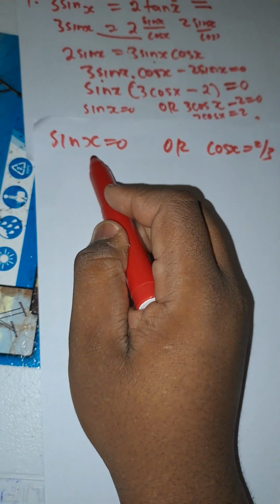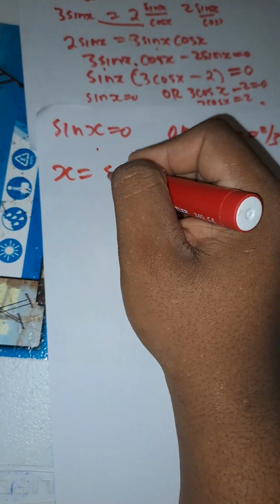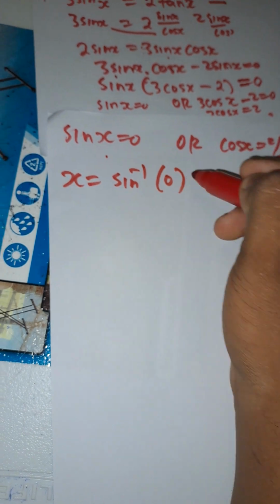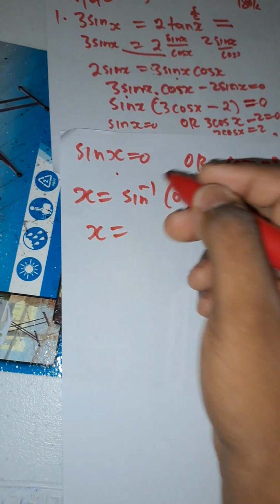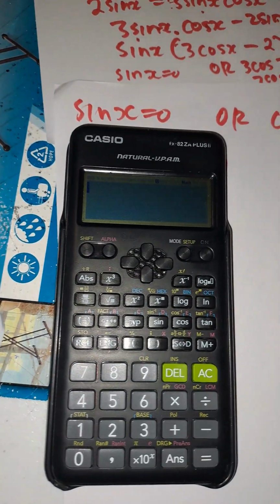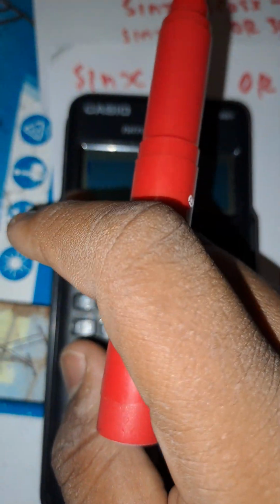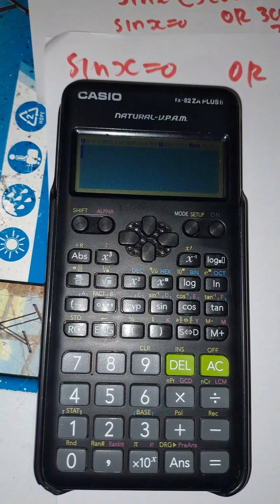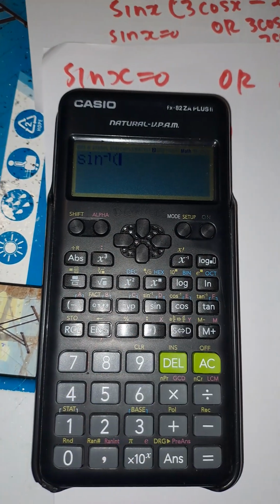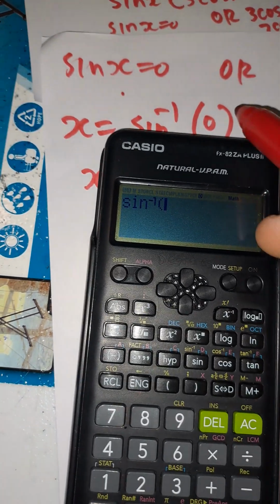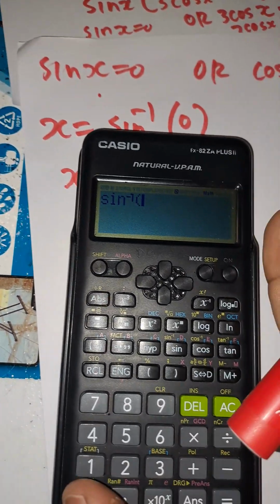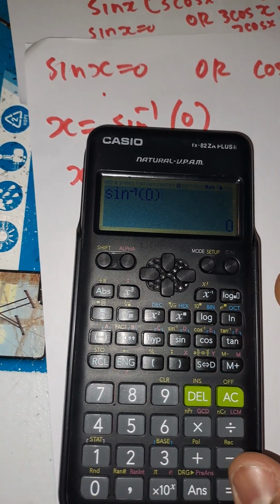Okay, so let's continue now. Let's find the value of x. The main thing that you want is to find the value of x. So x is equal to sine inverse of 0. Let's check on our calculator. Let me show you how to find the value of x or theta. You simply press shift, then sine, arc sine, and then put the value you have. Since I have 0, I'm just going to put 0. You see, I get 0.